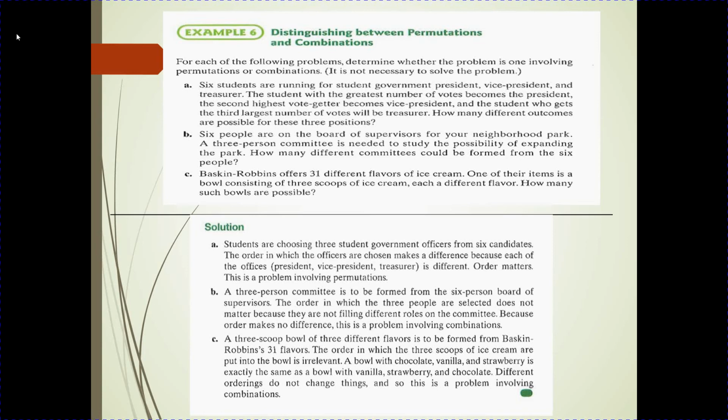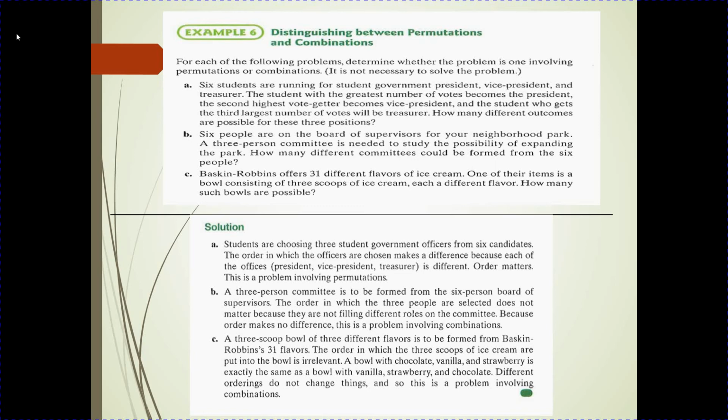Let's go to C. Baskin Robbins offers 31 different flavors of ice cream. One of their items is a bowl consisting of 3 scoops of ice cream, each a different flavor. How many such bowls are possible?